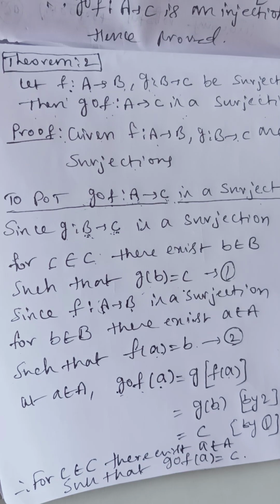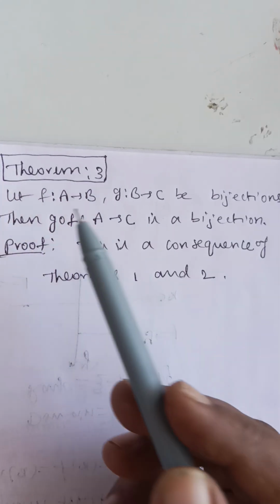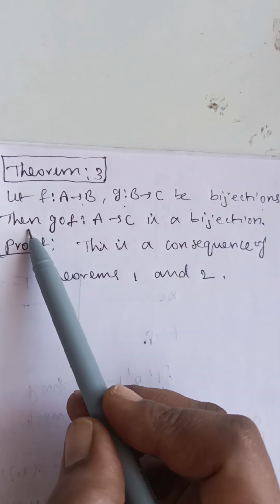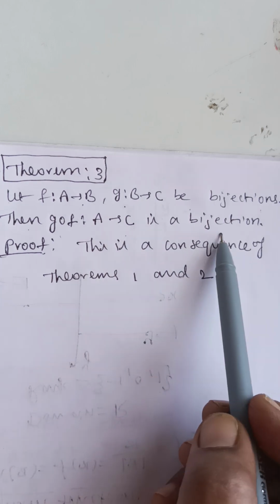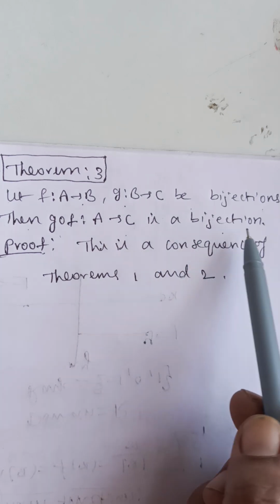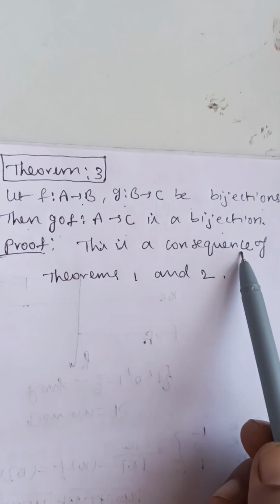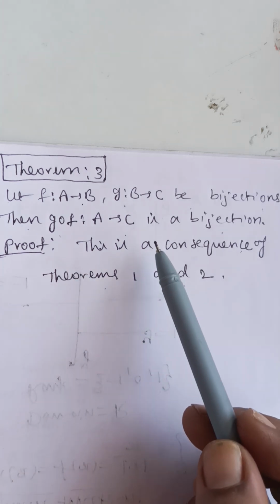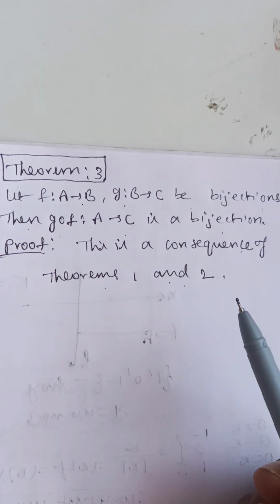Hence proved. Next, theorem number 3. Let F maps A to B, G maps B to C be bijections. Then G circle F maps A to C is also a bijection. Bijection means a function which is both one-one and onto. So this is a consequence of the first theorem and second theorem. So we have to write the proofs of the first theorem and second theorem.